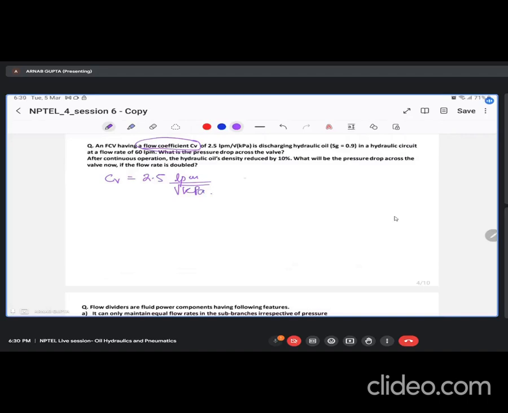It is discharging hydraulic oil of specific gravity 0.9 in a hydraulic circuit at a flow rate of 60 lpm. What is the pressure drop across the valve? So it's a direct question. We know that Q is equal to CV into root over of delta P upon SG.